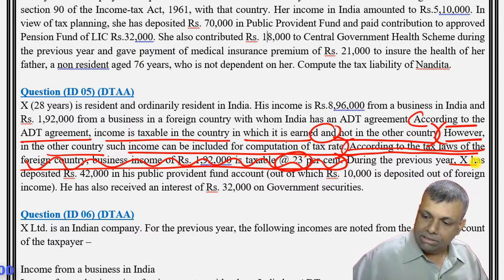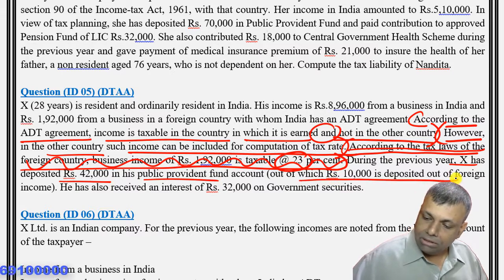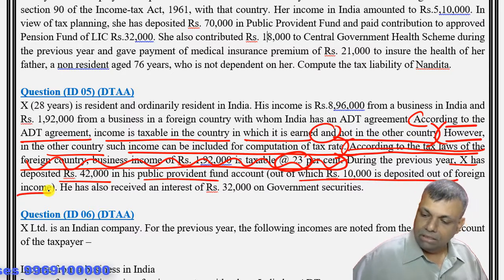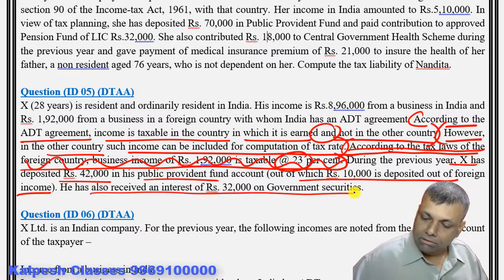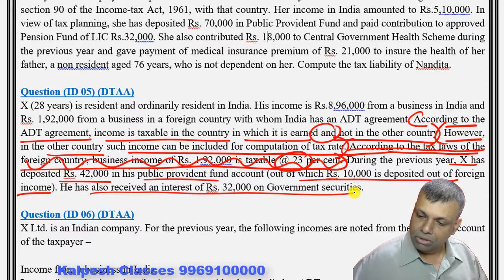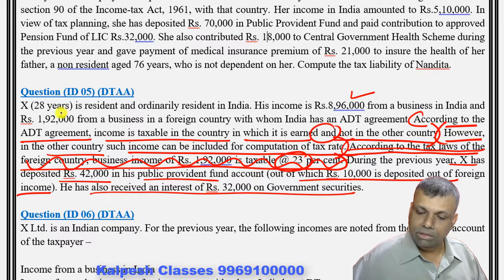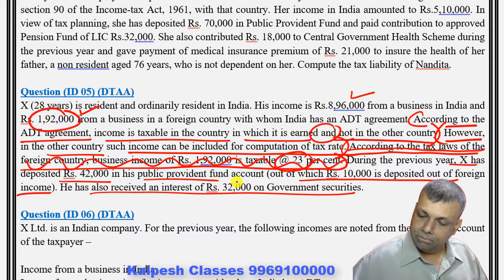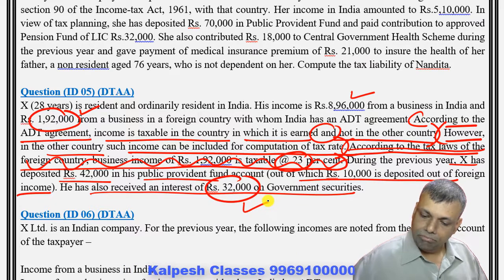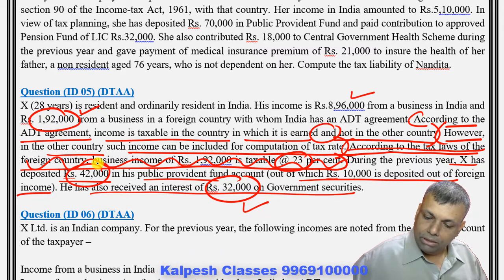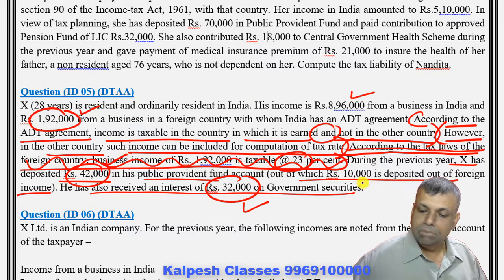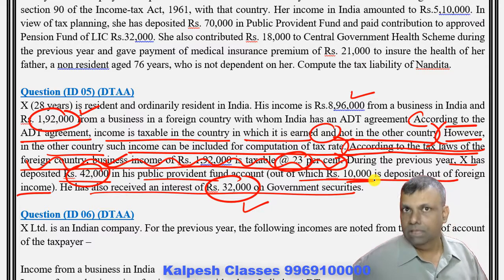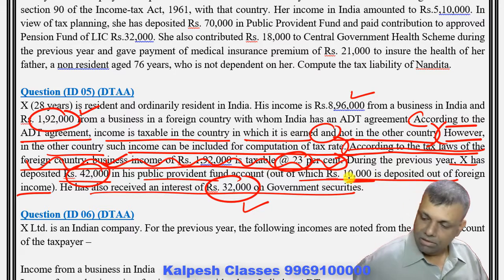Now, during the previous year, X has deposited 42,000 in the PPF, out of which 10,000 is deposited out of the foreign income. Fair enough. One small interpretation confusion is there, but we will solve it by writing a note. He has also received an interest of 30,000 on government securities. So the computation starts: 896 is your Indian income, 196 is your foreign income, 32,000 is your interest income. He has deposited 42,000 in PPF, which includes 10,000 out of the foreign income. That could create a confusion, but I will address that point also.